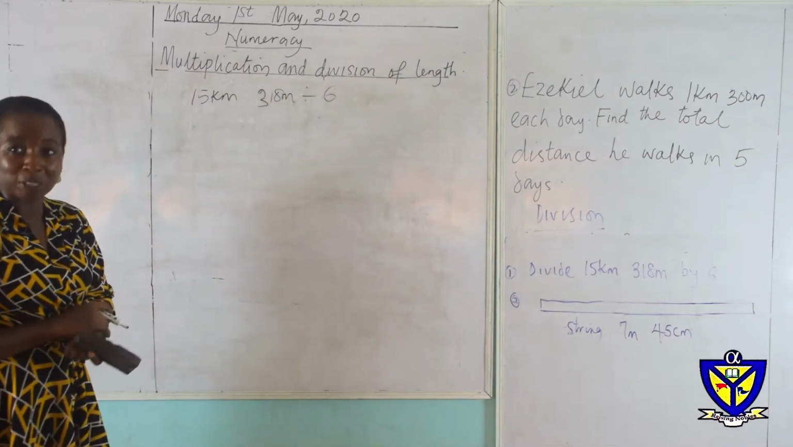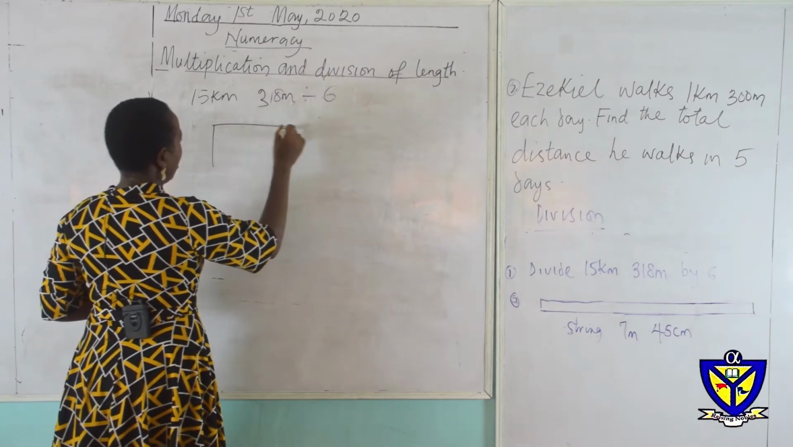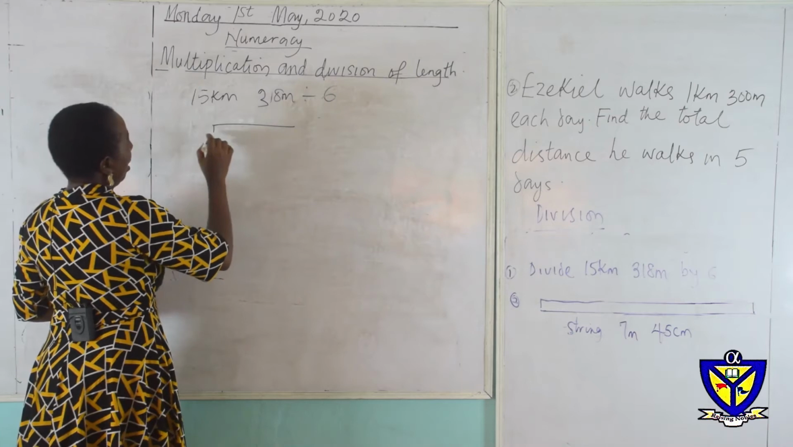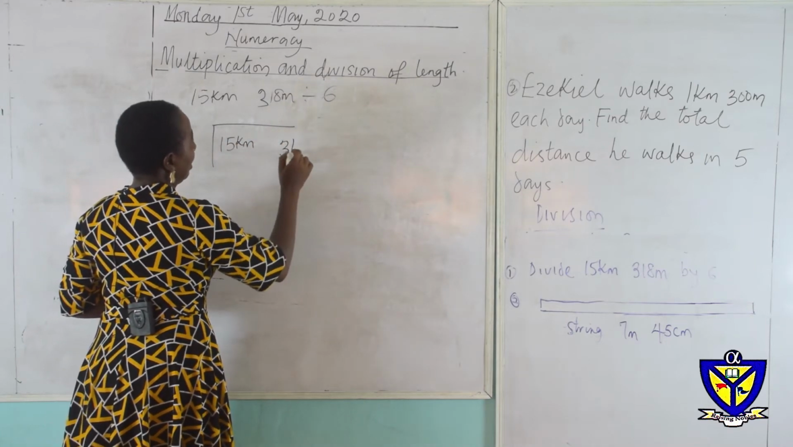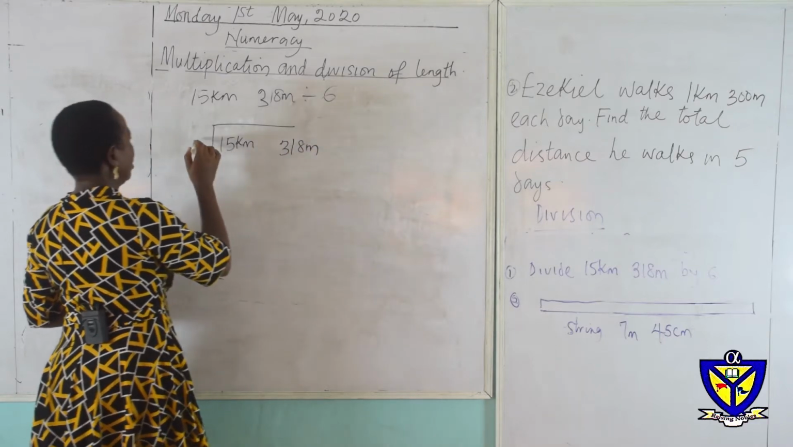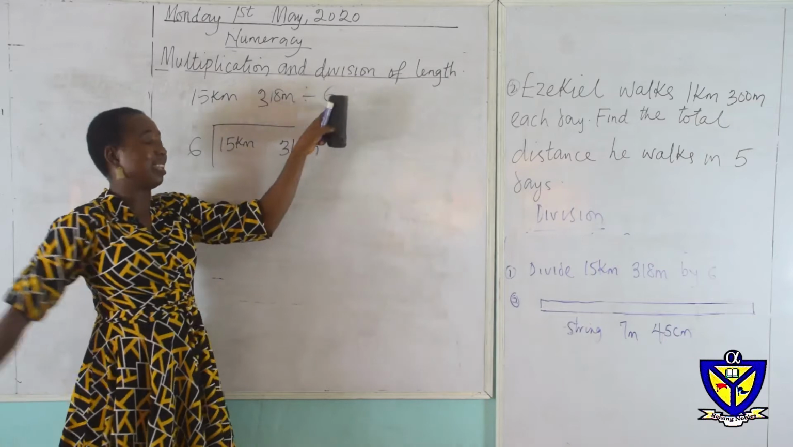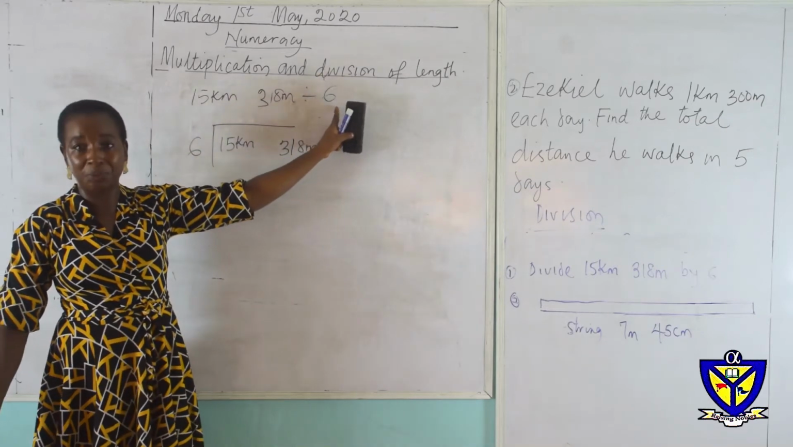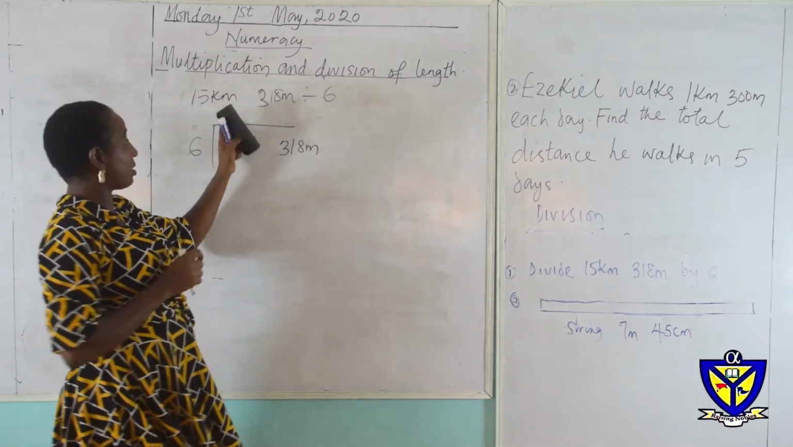We've done a long multiplication before. Yes. Now, the first thing we'll do is to draw it out this way. You have 15 kilometers here. You have 318 meters and your divisor. Of course, this is your dividend and here is your divisor. We want to look for the quotient, which is the answer. And the answer comes here.